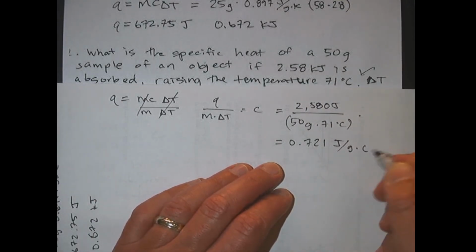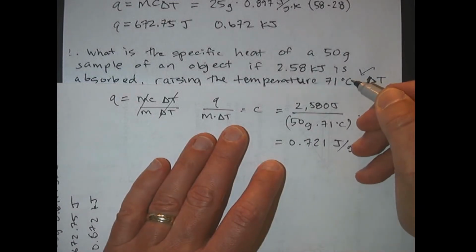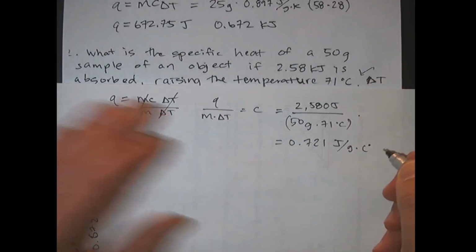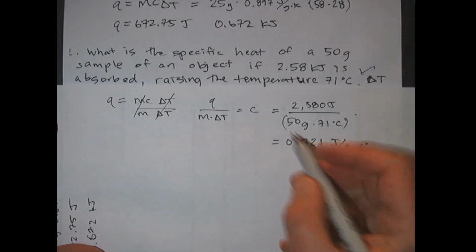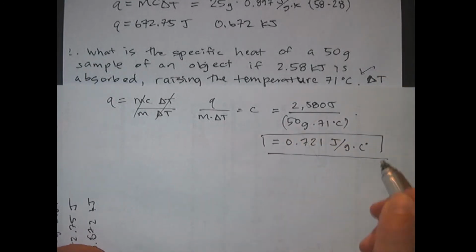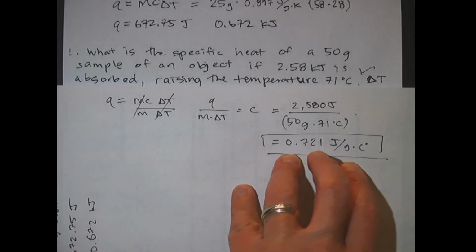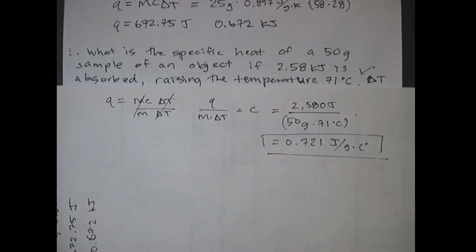You can use either one. Doesn't matter if it says Celsius here. Kelvin also works, which we'll explain why later. But that's the answer, 0.721 joules per gram times Celsius. And then again, the reason that you'd even do this is maybe you don't know the identity of the substance. Now you can go onto a table on the interwebs and find it, look it up, and see what substance this is.